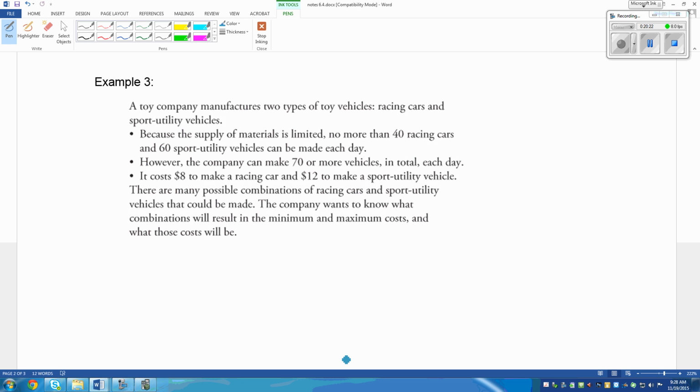a toy company manufactures 2 types of toy vehicles, racing cars and sport utility vehicles, and because the supply of material is limited, no more than 40 race cars and 60 sport utility vehicles can be made each day. However, the company can make 70 or more vehicles in total each day. It costs $8 to make a racing car, $12 to make a sports utility vehicle. The company wants to know the combinations that will result in minimum and maximum costs and what cost those will be.